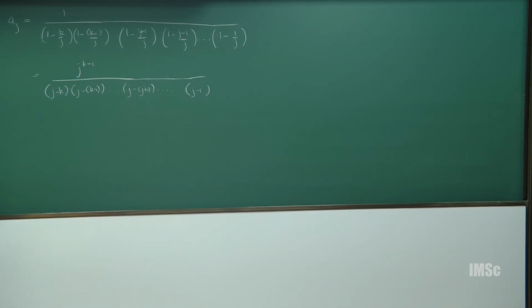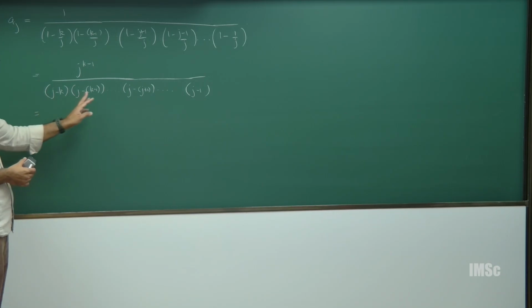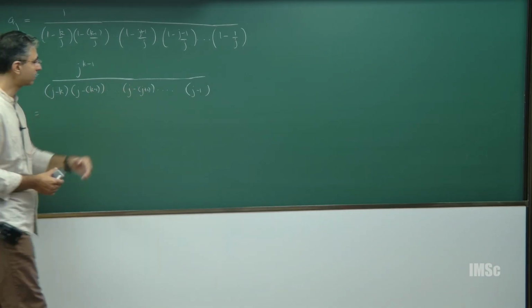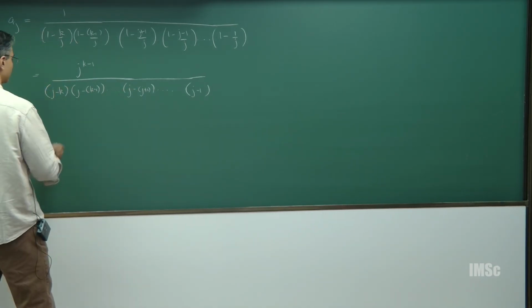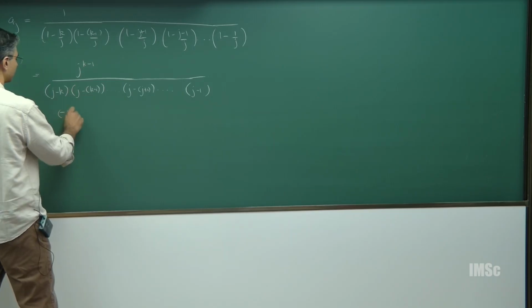And what is this? So, we want to write it in terms of some factorial. Let us flip these signs so that we have k minus j, k minus 1 minus j. Let us flip these signs. So, we will add the same number of signs.